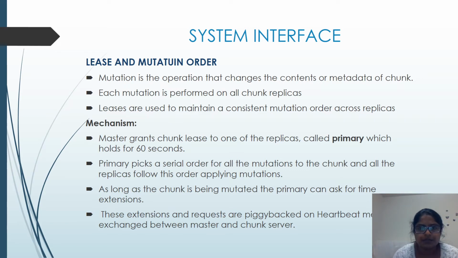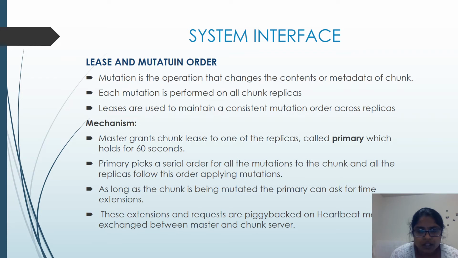Lease and mutation order. A mutation is an operation that changes the contents or metadata of a chunk. Data mutations can be writes or appends. Each mutation is performed on all chunk replicas, whatever the data mutation. So we introduce a mechanism called the lease mechanism here. Leases are used to maintain a consistent mutation order across replicas. Leases help perform operations like data mutations on all the chunk replicas.